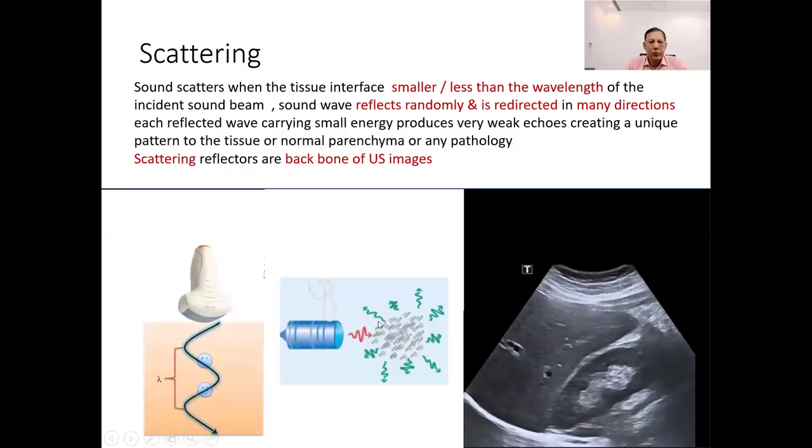Scattering happens when ultrasound waves encounter a boundary of a structure, which is not only irregular, but smaller than the wavelength. In such a case, the waves get bounced randomly in many different directions carrying small energy, and therefore produce weak echoes. Scattering is responsible for producing a unique pattern to the tissue, whether normal parenchyma or any pathology. Scattering reflectors are the backbone of ultrasound images. Scattering is directly related to frequency.